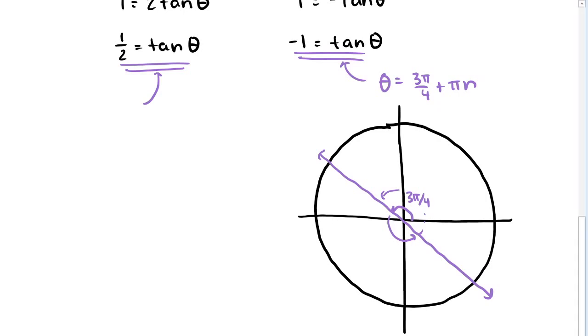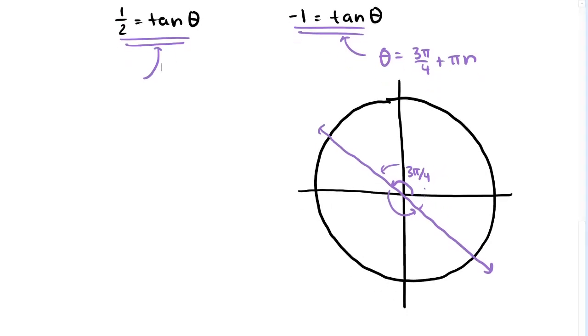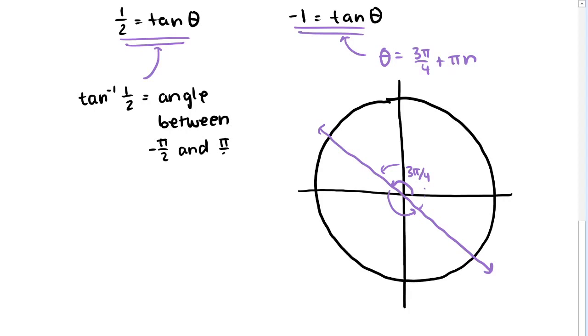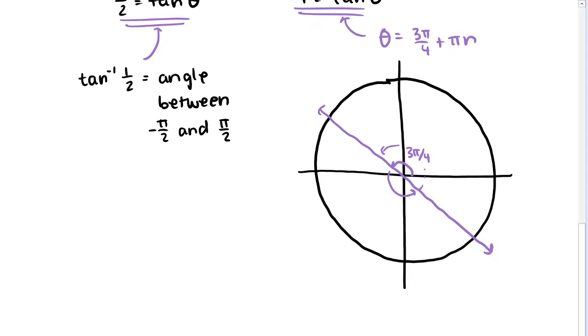Right, so this will tell us if we have inverse tangent of 1/2, we'll get an angle, but inverse tangent only gives us angles between negative pi over 2 and pi over 2. And so if we take inverse tangent of 1/2, we'll get an angle between negative pi over 2 and pi over 2, such that tangent of that angle would bring us back to 1/2.